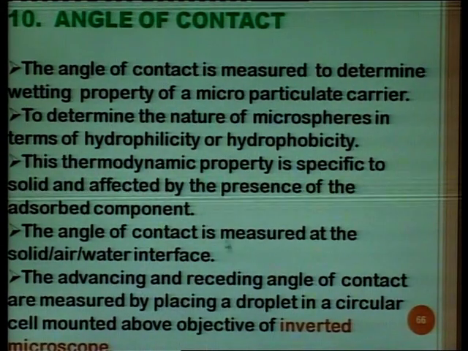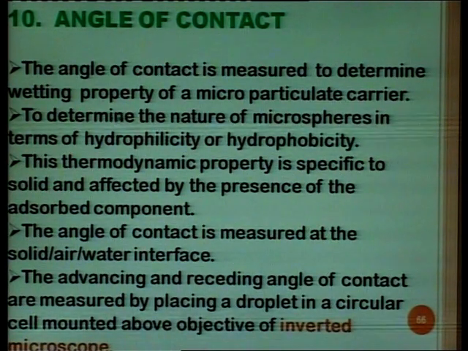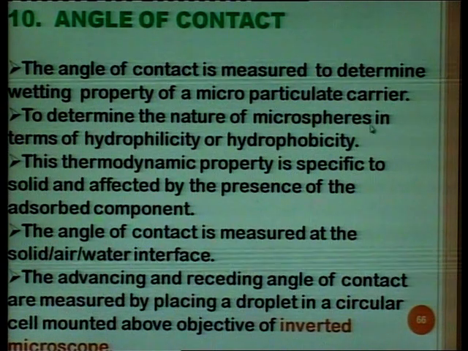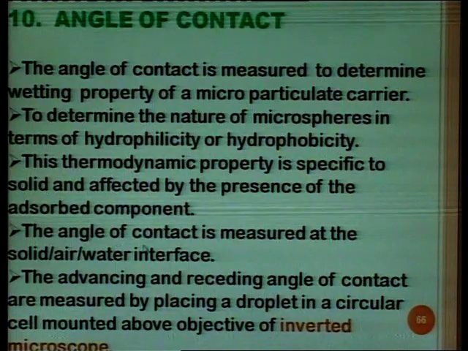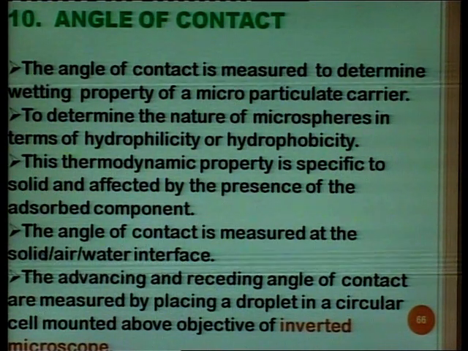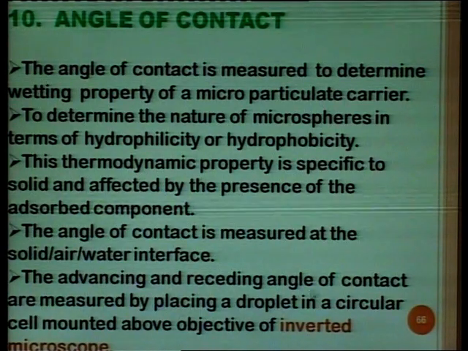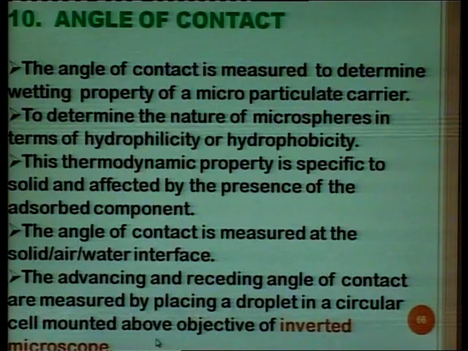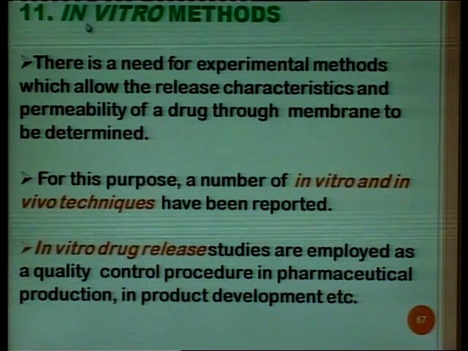So this is the angle of contact. Angle of contact is measured to determine the wetting property of microparticles, to determine the nature of microspheres in terms of hydrophilicity or hydrophobicity. So angle of contact is measured at a solid air water interface. Advancing and receding angles of contact are measured by placing a droplet in a circular cell mounted above the objective of an inverted microscope.